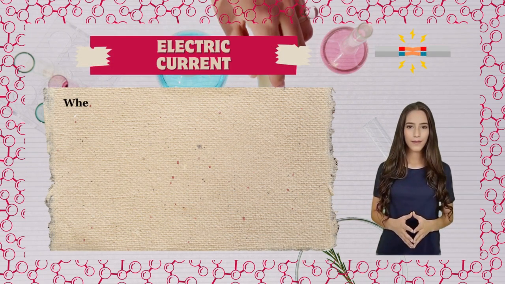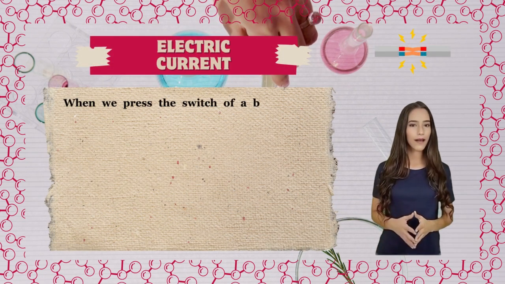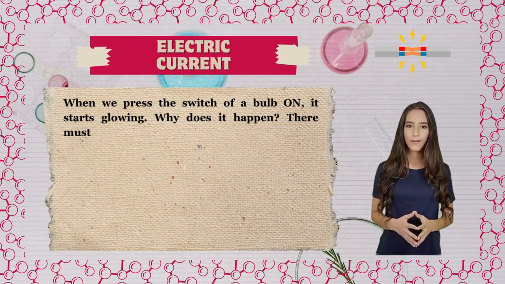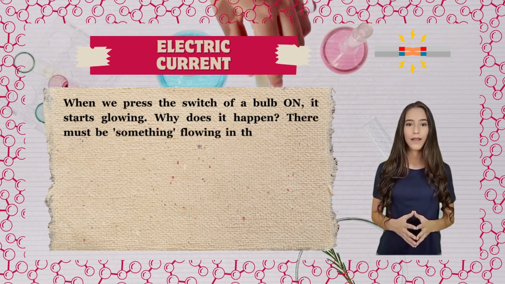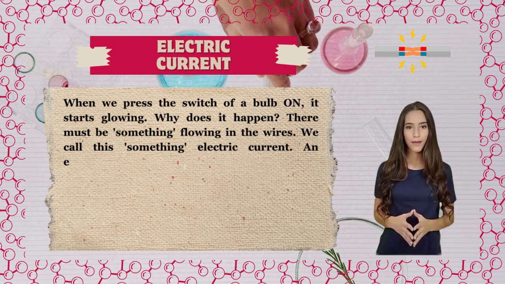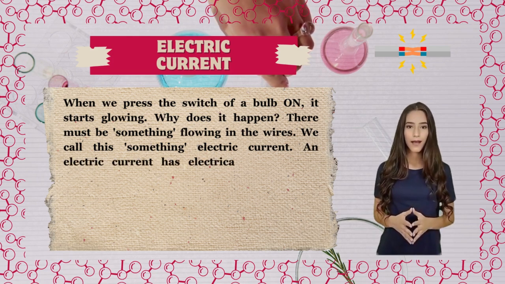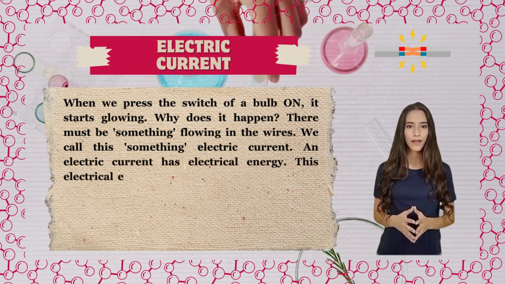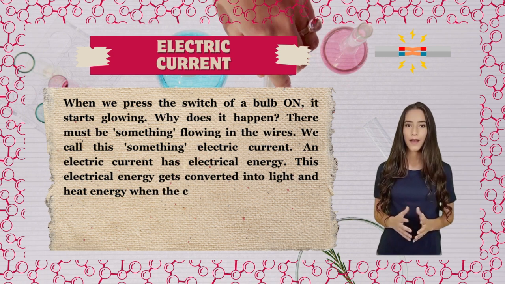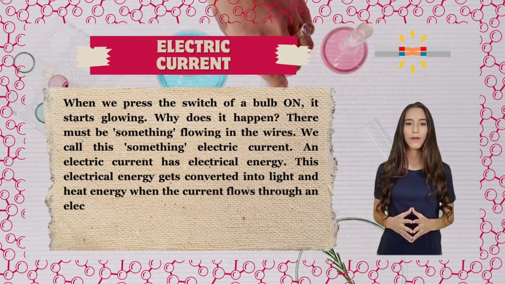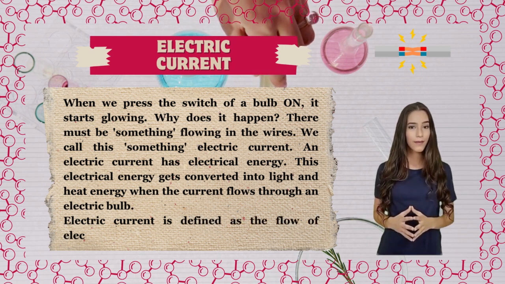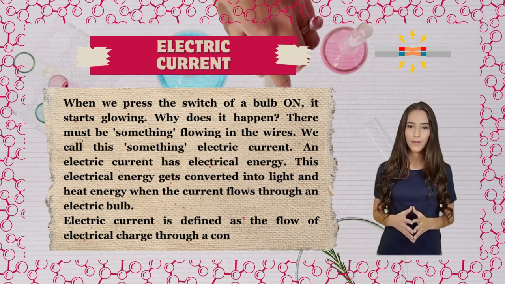Electric current. When we press the switch of a bulb on, it starts glowing. Why does it happen? There must be something flowing in the wires. We call this something electric current. An electric current has electrical energy. This electrical energy gets converted into light and heat energy when the current flows through an electric bulb. Electric current is defined as the flow of electrical charge through a conductor.